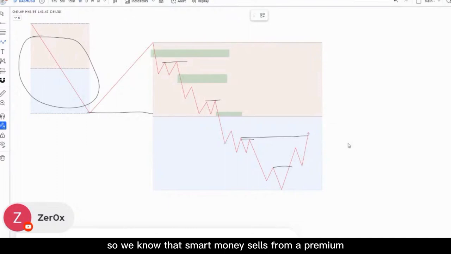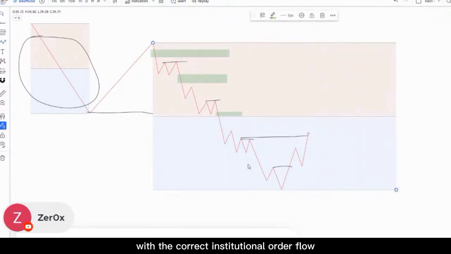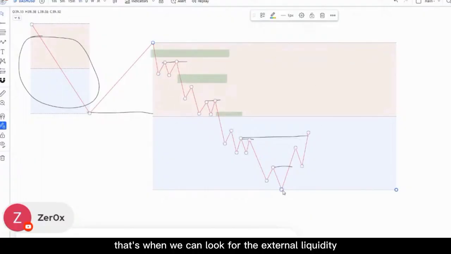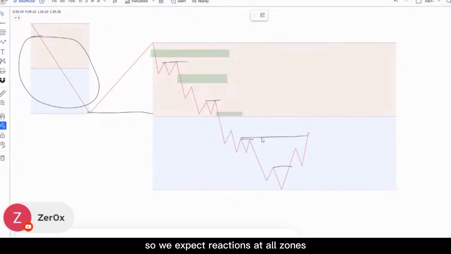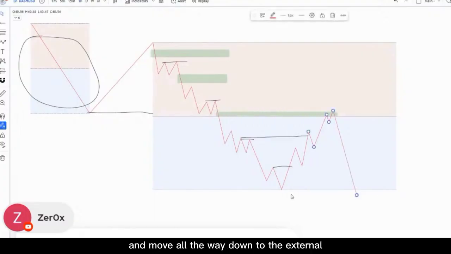So we know that smart money sells from a premium. So if we're looking to get involved with the correct institutional order flow, we're going to look at price and areas of liquidity in a premium, because after all the internal liquidity is cleaned out, that's when we can look for the external liquidity. So we expect reactions at all zones, and we have a heightened probability once we move into a premium that price is going to react from maybe this area of liquidity and move all the way down to the external.